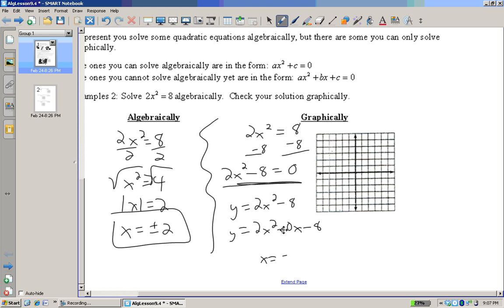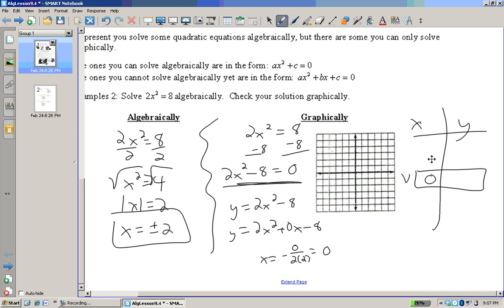X equals the opposite of b over 2a. Opposite of 0 is 0. 0 divided by 4 is still 0. And so, as we learned in our last lesson, our vertex is going to be centered at 0. And we're going to go up 1, up 2, down 1, down 2. And we're going to plug this into the simpler form, which is this one here.